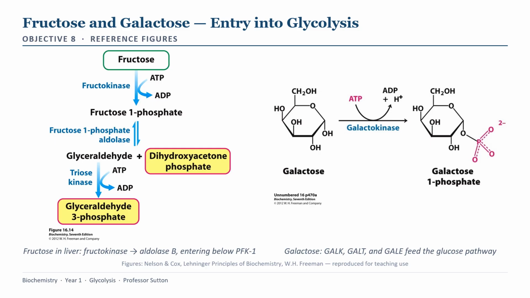Okay, because the right figure is the classic galactosemia, the GALT step. The fructose figure shows the entry point. Trace it. Confirm for yourself that fructose enters below phosphofructokinase 1. That geometry is the entire explanation for why fructose escapes regulation.